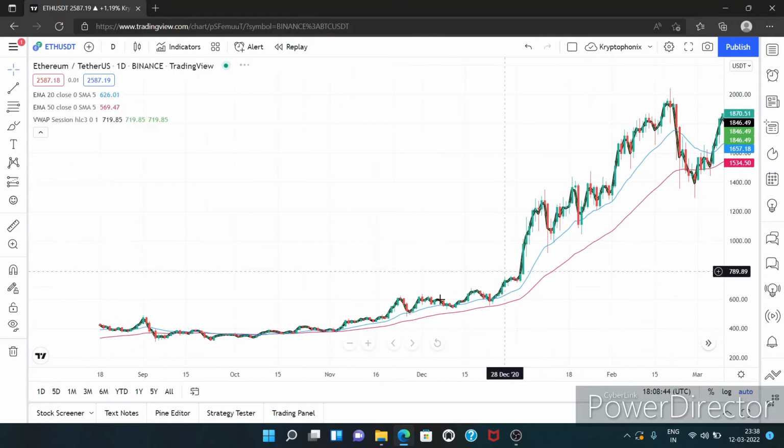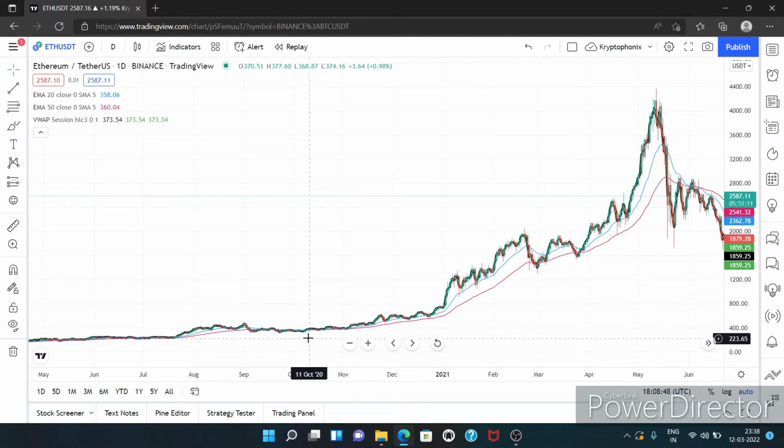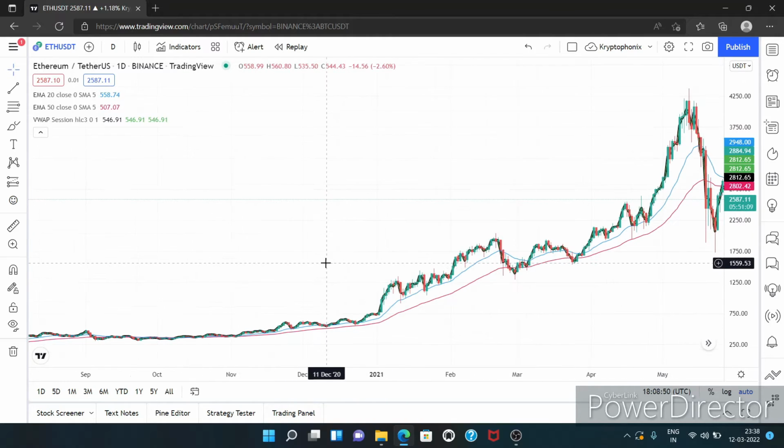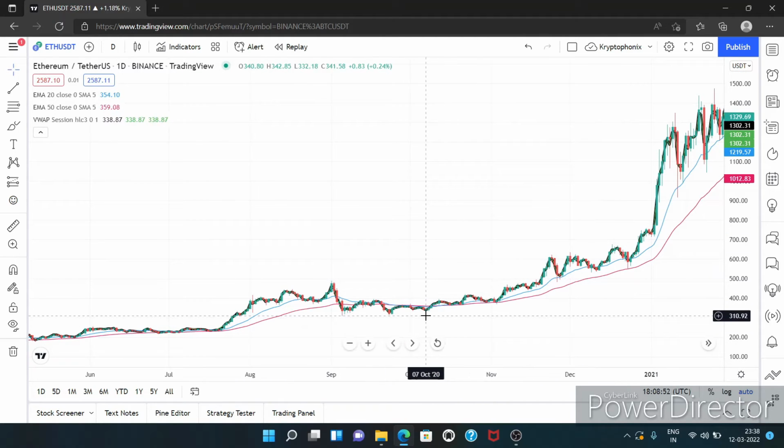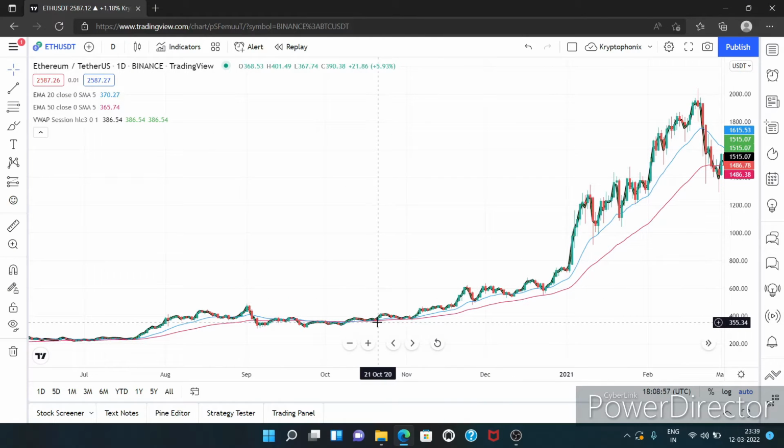A very good signal being generated right over here. This point. Need to zoom it. Yeah. So this point over here, what we see is a bullish crossover where the 20 EMA moved above the 50 EMA and the price is trading above the VWAP. So this gave us a very good up move.